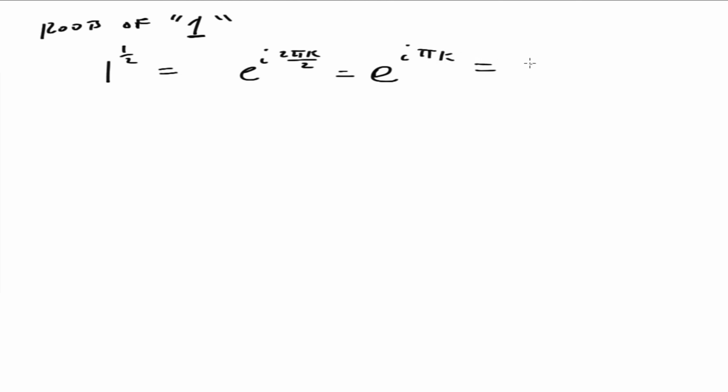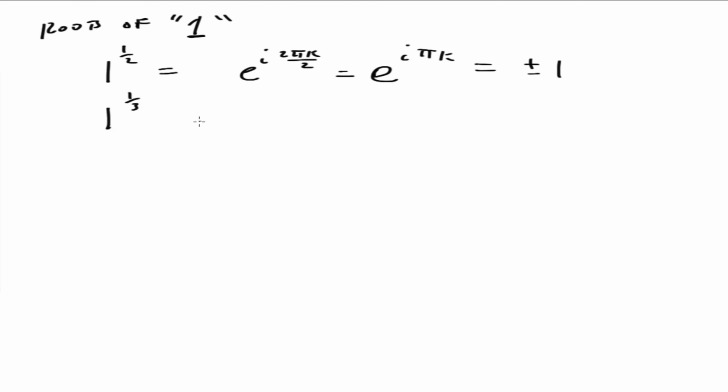Now let's do roots of 1. This is probably the most boring number of all, or, depending on your perspective, the most exciting one. Let's do 1 to the 1/2. That's going to be e to the i 2 pi k divided by 2, which is equal to e to the i pi k. So of course that's equal to plus or minus 1.